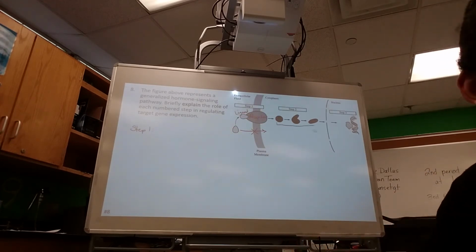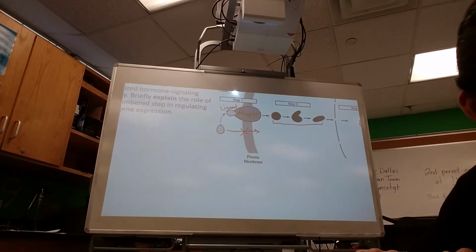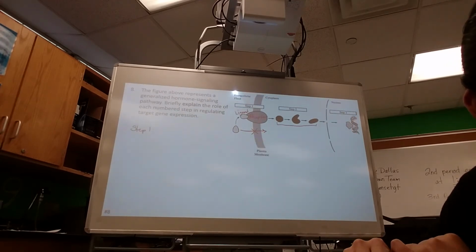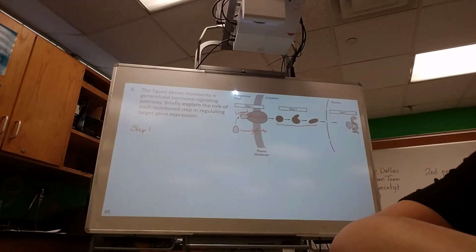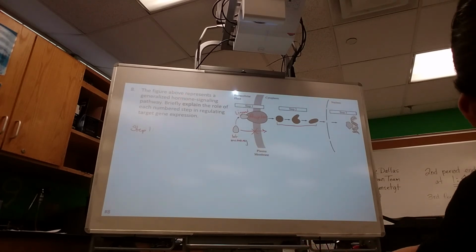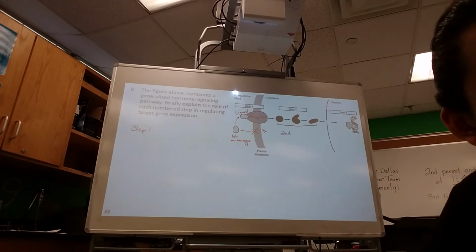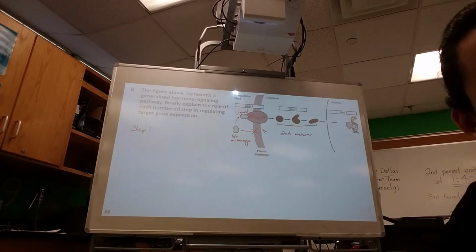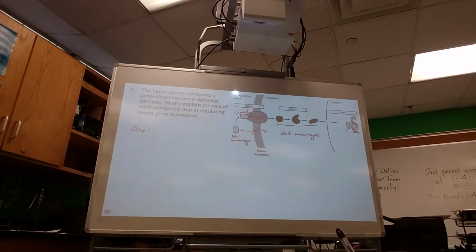What are all of these guys in step 2? A generalized term for them. Let's say that the ligand is the first messenger in a pathway. Those are the other messengers? They're the second messengers. And what is this guy in step 3? It's something that's affecting gene expression. What are some molecules we learned about that affect expression of genes? Enzyme? Protein. Transcription factors.